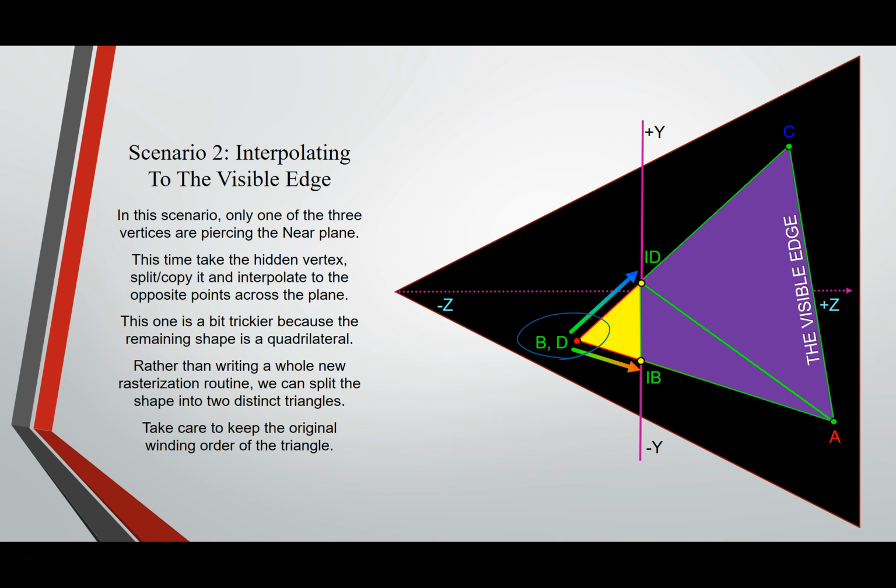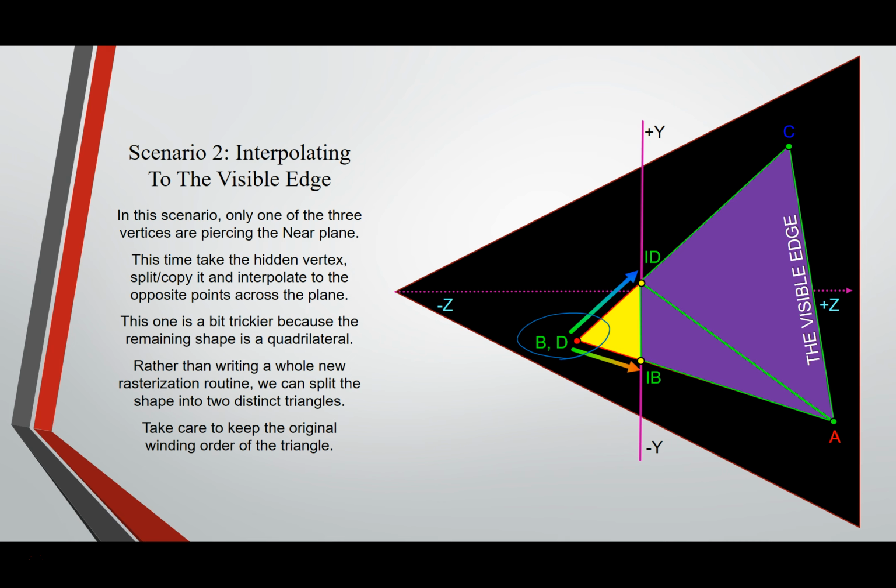And here you can see I have ID and IB. The I stands for interpolation. So you have an interpolated D and an interpolated B. And then we are going to end up with 4 points: A, IB, C, ID. And then we're going to take those 4 points and split them up so we get 2 triangles instead of 1 quadrilateral. So really, we only have 1 new extra point here, right?